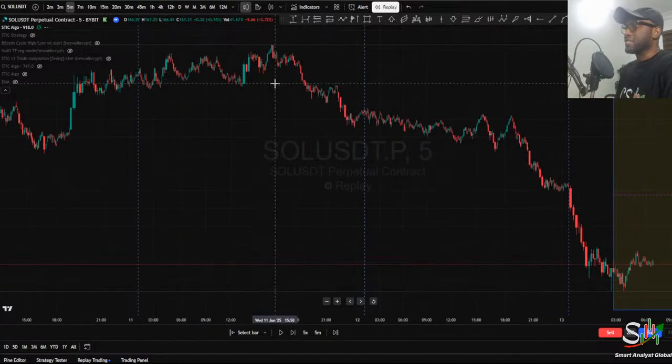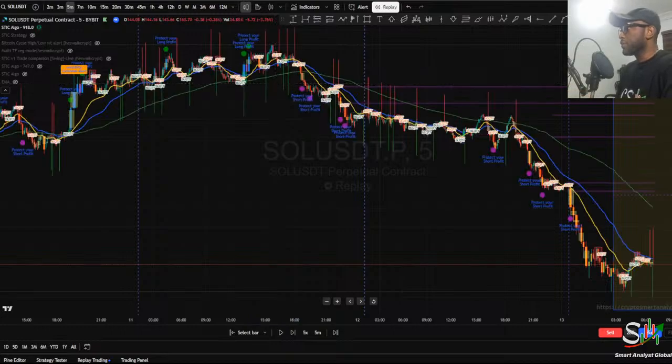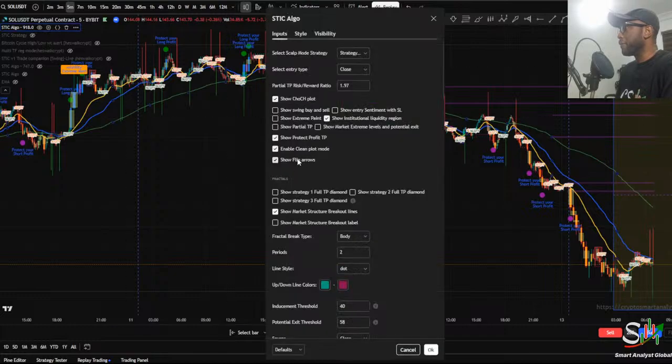Like I said, if you are a trader and you're probably using STIC, one of the things you need to understand is smart money. What does smart money do? Smart money basically looks for liquidity. So one of the things to understand is that liquidity is very, very important.